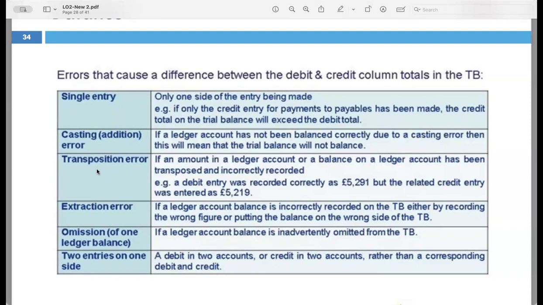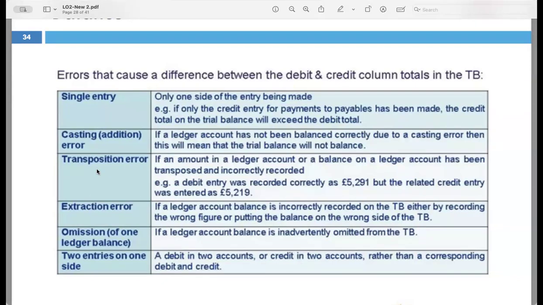Casting error. This type of error involves mistakes in adding up the ledger account balances. If there is an error in totaling, such as omitting or miscounting figures, it will cause the trial balance to be out of balance.